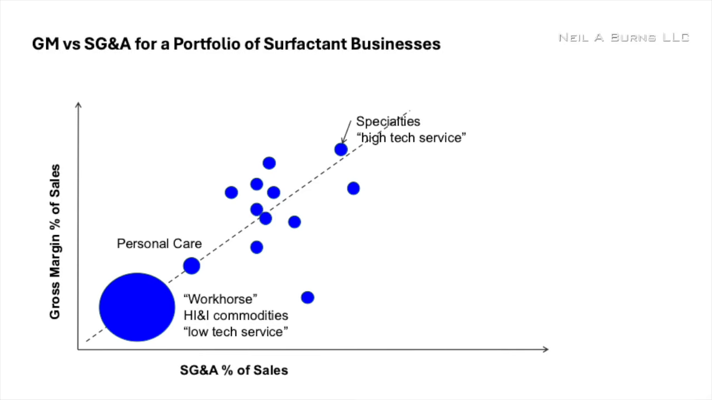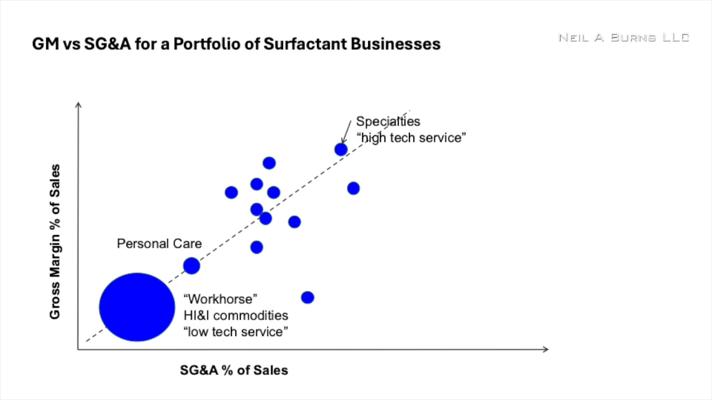Now that we're at SG&A, I get to show this slide, which has been a firm favorite at our Surfactant Business Essentials course for about 15 years now. And it shows the relationship of gross margin and SG&A for a selection of business segments within a broad portfolio surfactant company, like, say, a BASF, Dow, Indovinya, Stepan, something like that.